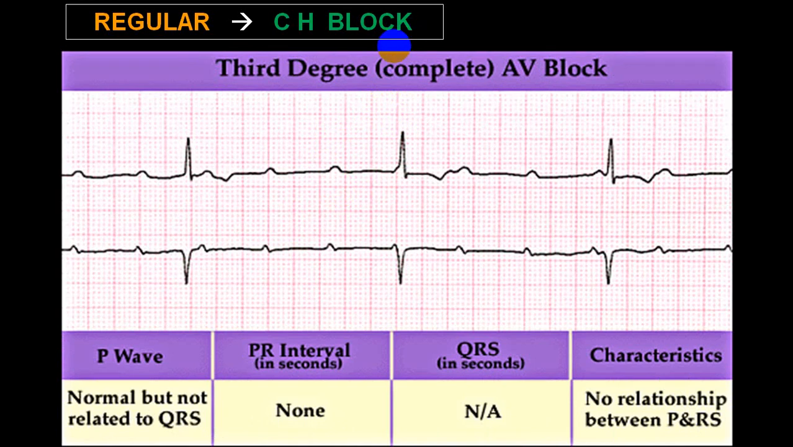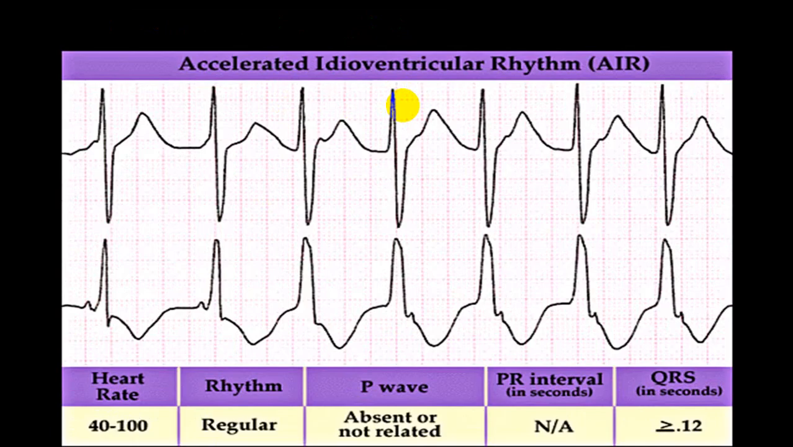We can call this idioventricular rhythm with a slow ventricular rate, and the atrial rate is close to normal. Between these two, there are approximately 13 small squares. So 1500 divided by 13 is more than 100. So the atrial rate is faster than 100, and it is faster than the ventricular rate. This is classical complete heart block.